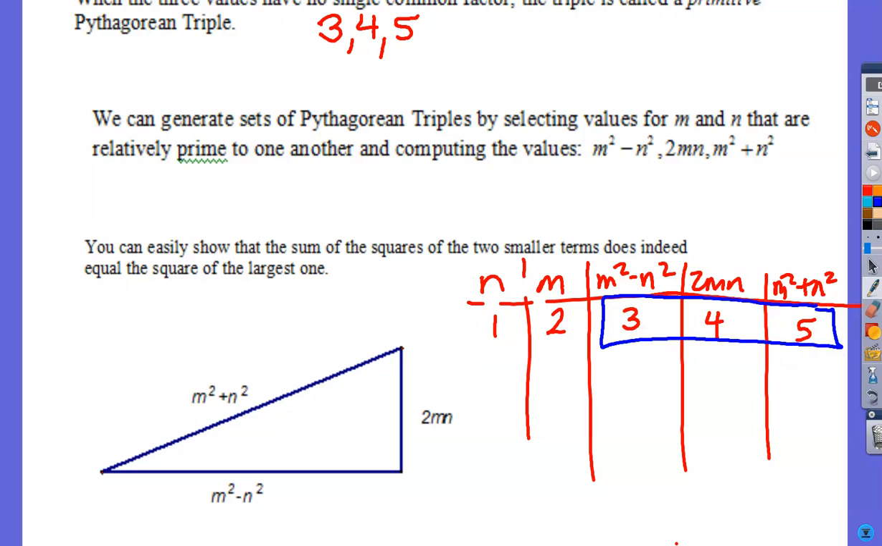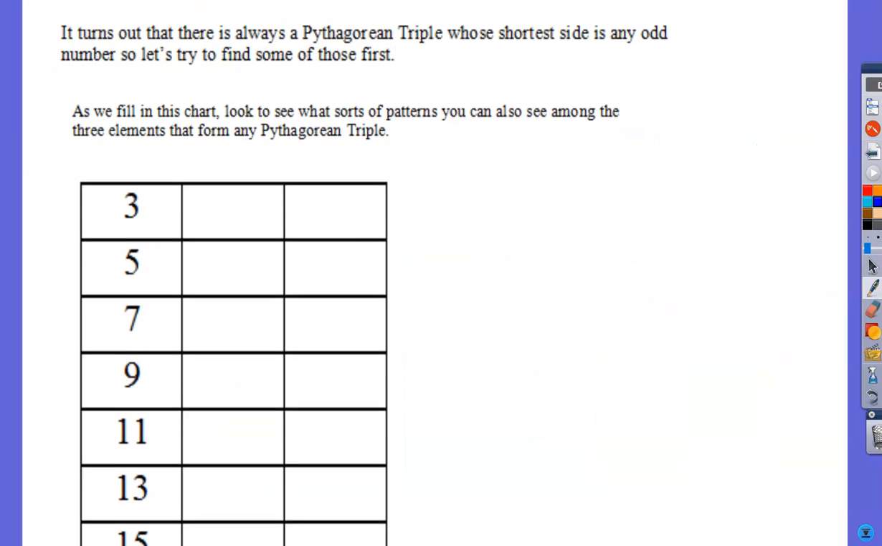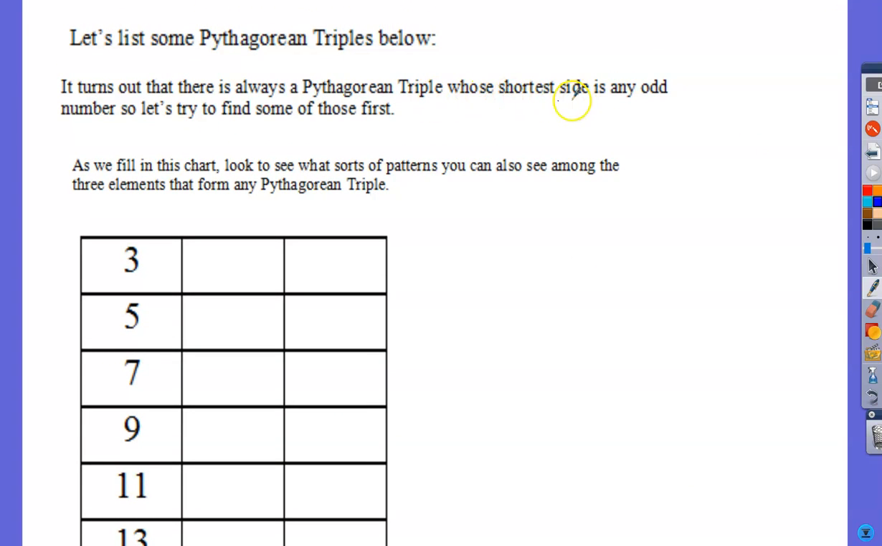Okay, let's build some more of these triples. It turns out that there is a Pythagorean triple whose shortest side is any of the odd numbers. So let's try to find those first. Obviously we used 1 and 2 to get us that side of 3. Let's try 2 and 3. Remember that first side was always the larger number squared minus the smaller squared. If I do 9 minus 4, I get 5. So I'm using my next two integers.